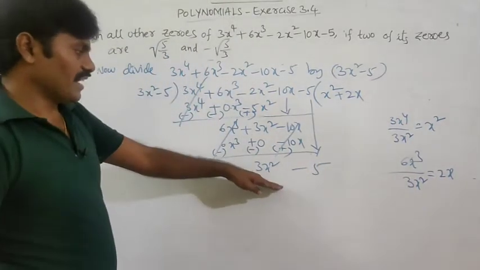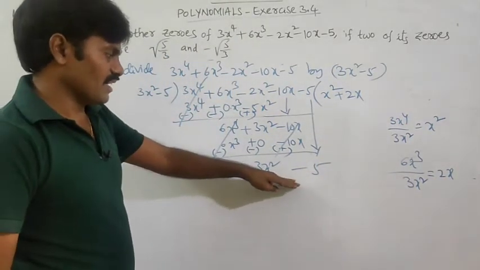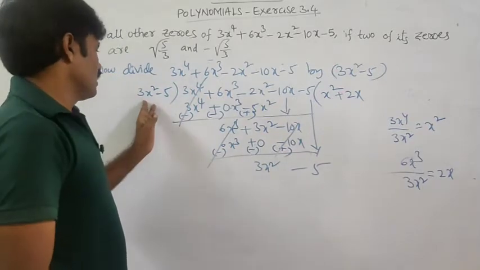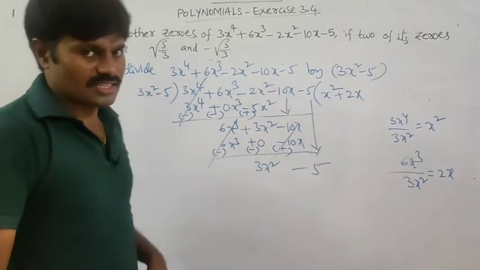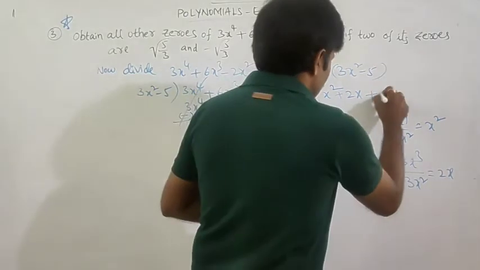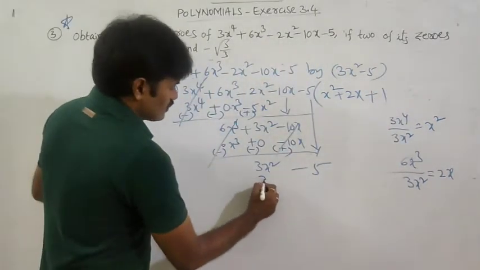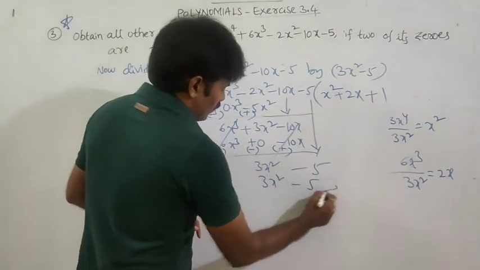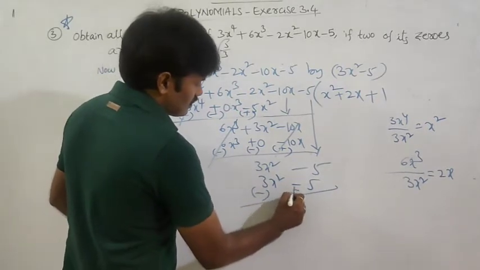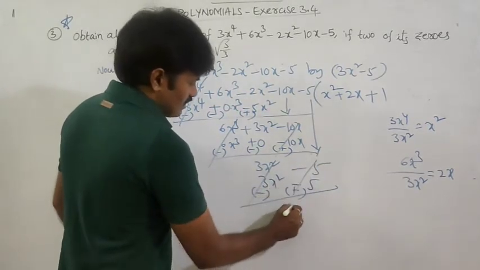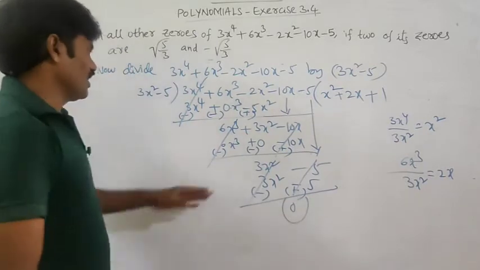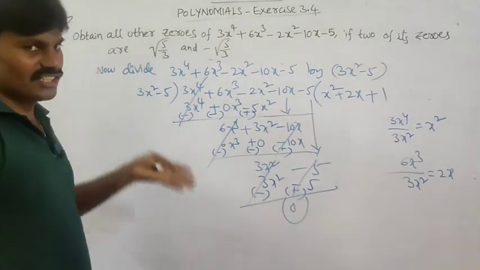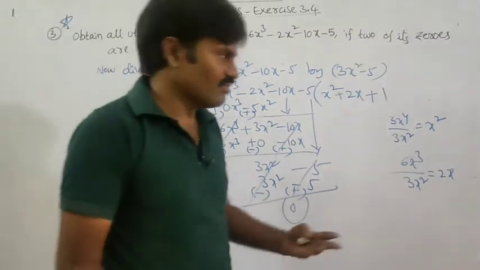Now it is the new dividend. What is the highest degree term of the new dividend? 3x^2. Here also 3x^2. 3x^2 by 3x^2 gives +1. If you multiply by 1, we get the same. So change the signs, it gets cancelled, and the remainder is 0. Of course we should get 0, because 3x^2 - 5 is a factor.